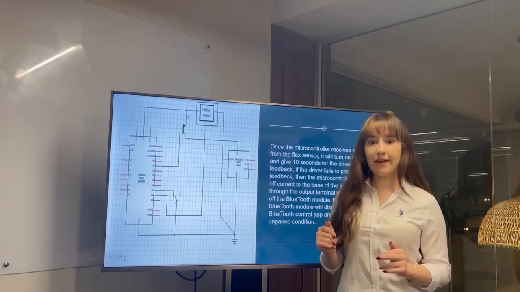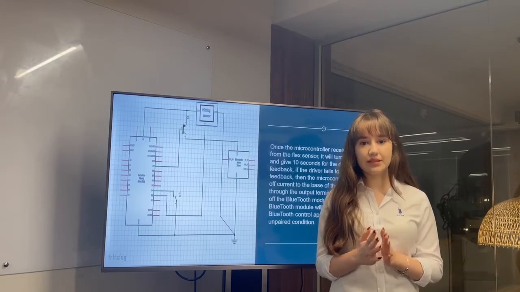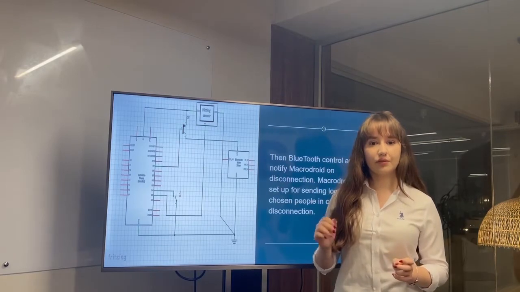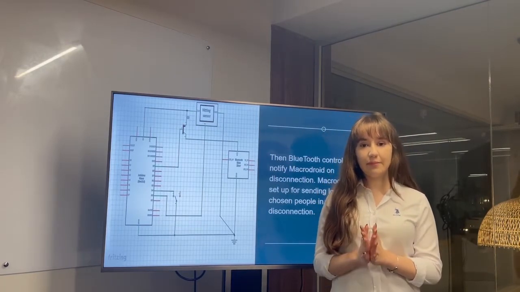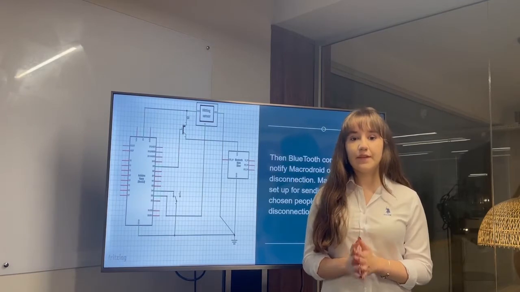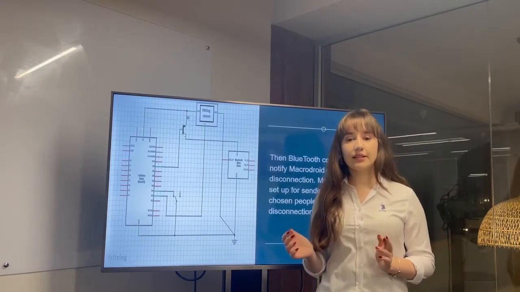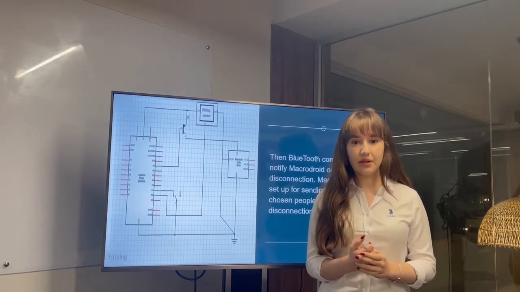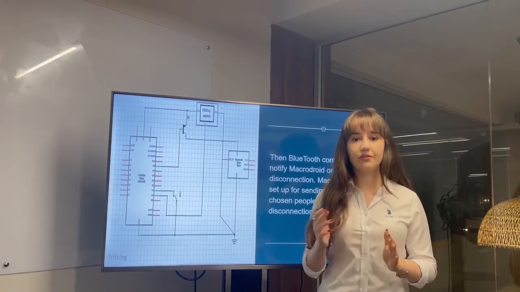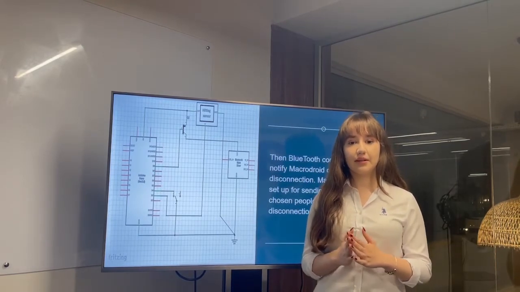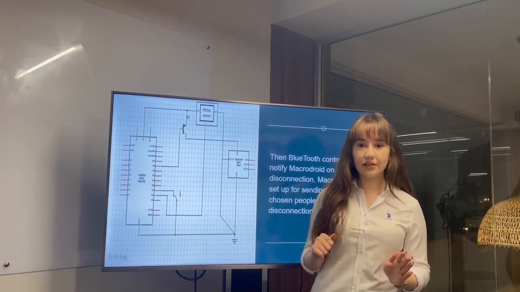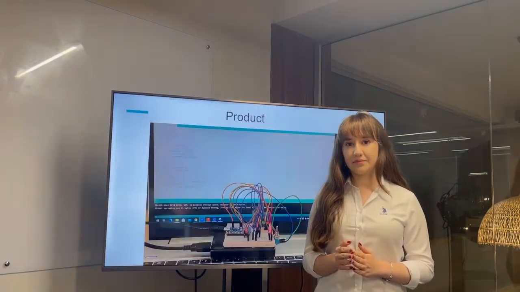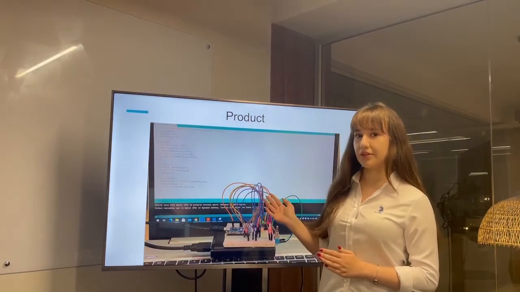In my product, I have used the Bluetooth control app from Play Store to pair our Bluetooth module with Android. When I turn off the Bluetooth module, it will disconnect from this app and there will be an unpaired condition. The Bluetooth control app will invoke Macrodroid on this disconnection. Macrodroid is another app from Play Store and is used to increase safety by reading the incoming notifications such as disconnection and automatically sending location via SMS. And this is my final product.